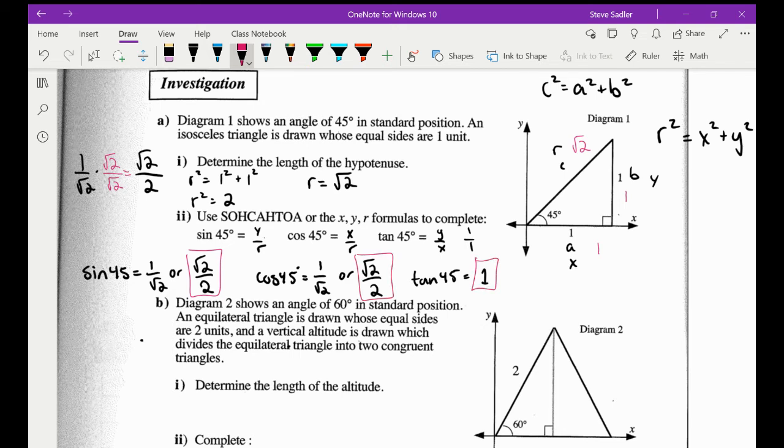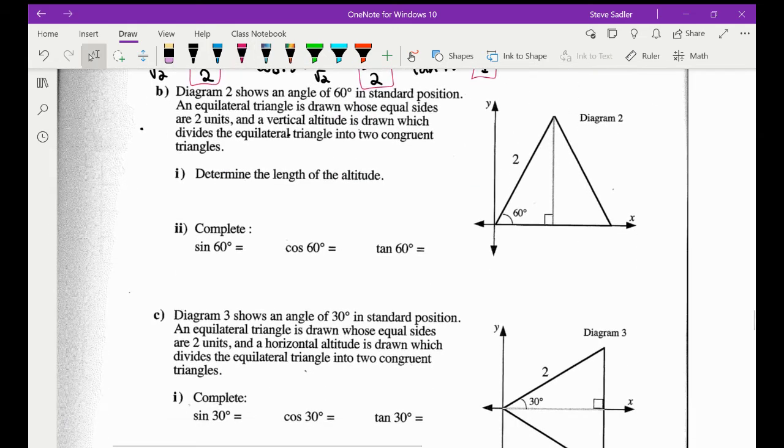So these are specific ratios that represent the sine, cos, and tan ratio of 45 degrees.